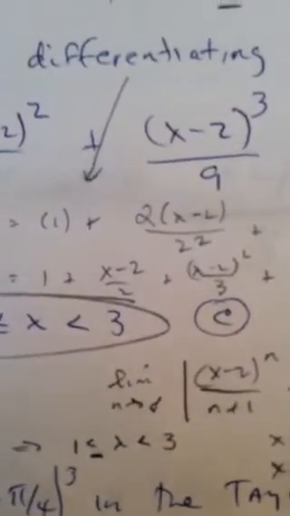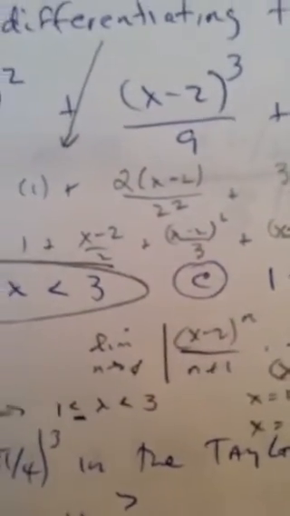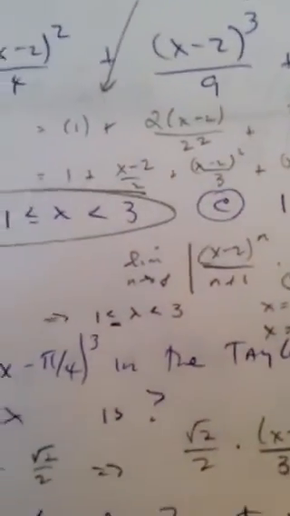I then test my endpoints. At 3, back to this series here, I'm going to have 1 plus 1/2 plus 1/3 plus 1/4. That's the harmonic series, diverging. At x equals 1, however, I'm going to have 1 minus 1/2 plus 1/3 minus 1/4, which is the alternating harmonic series, and that will converge. So again, on this, it will absolutely converge on 1 less than x less than 3. It will conditionally converge at x equals 1.